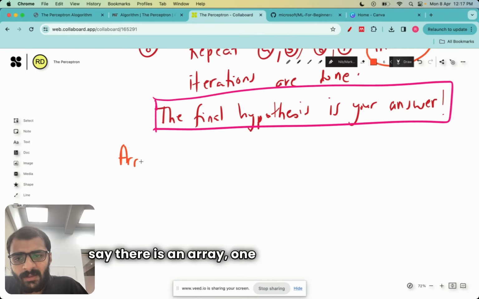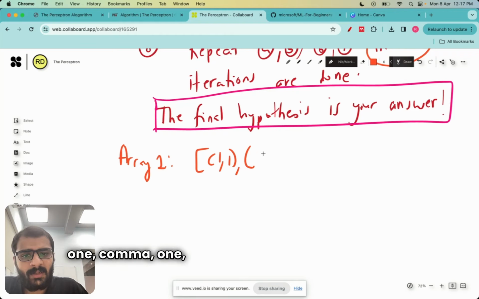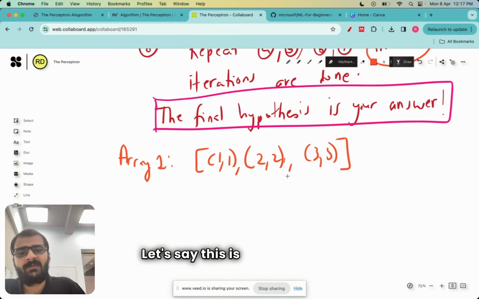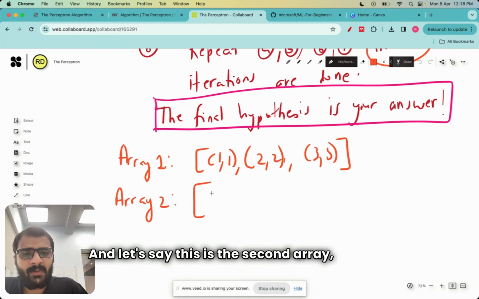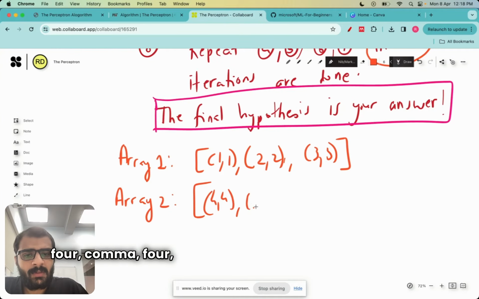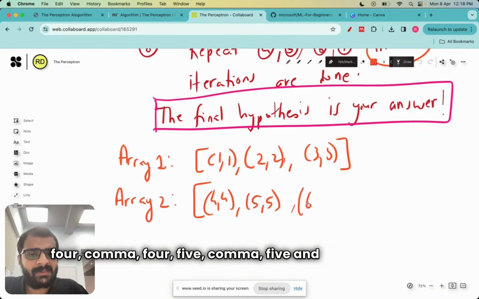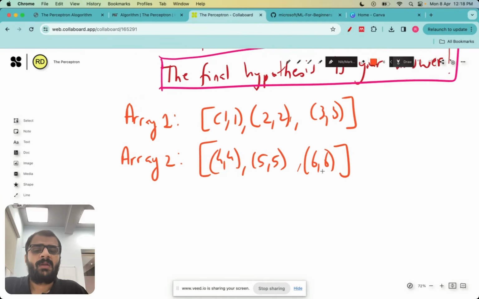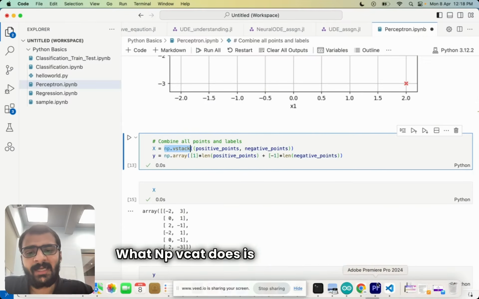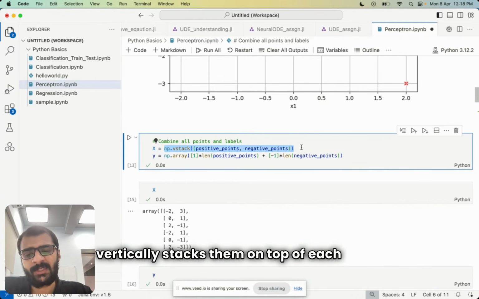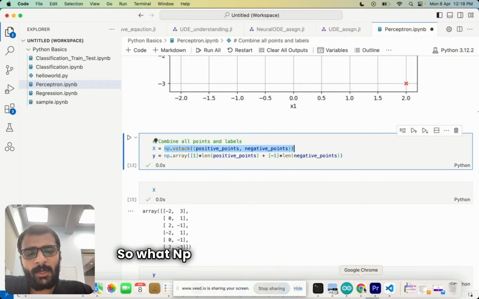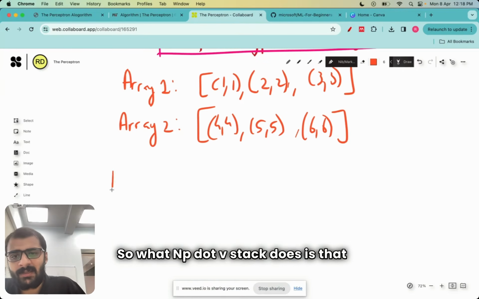let's say there is an array 1 which has the values 1 comma 1, 2 comma 2, and 3 comma 3. Let's say this is the first array, and let's say this is the second array, which is 4 comma 4, 5 comma 5, and 6 comma 6. What np.vstack does is that it vertically concatenates all these arrays, which means that it vertically stacks them on top of each other.